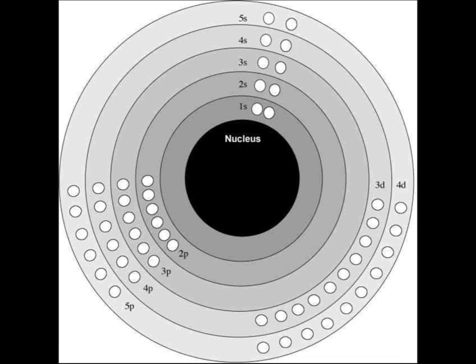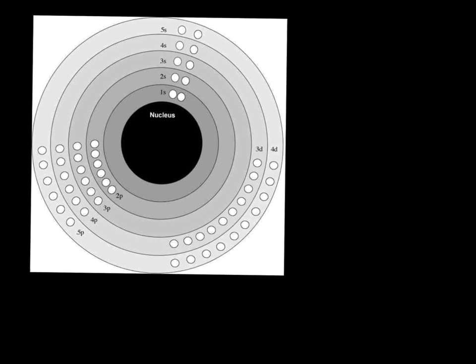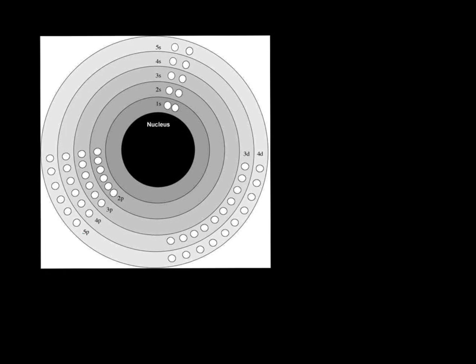So now let's look at another element. Let me erase what I just did there. Let's do fluorine. Okay, so we're going to say fluorine. Fluorine is 1s2, 2s2, 2p5. So I've got a total of 9 electrons.